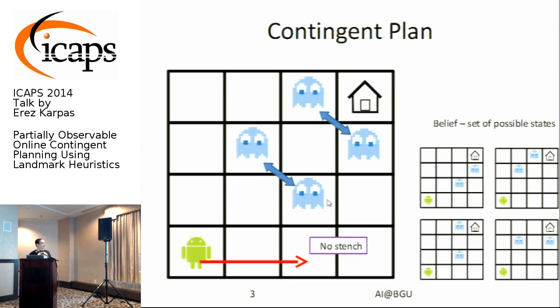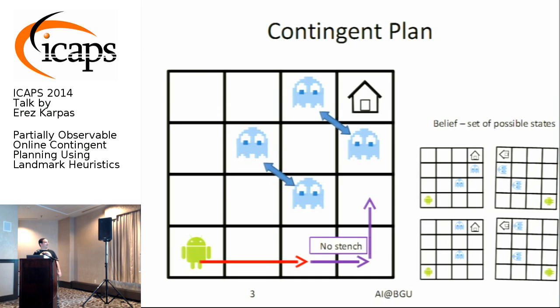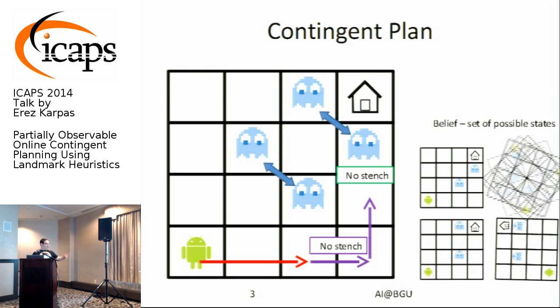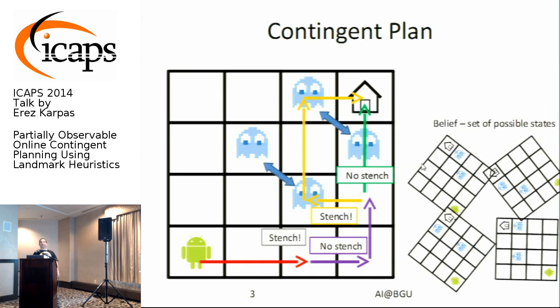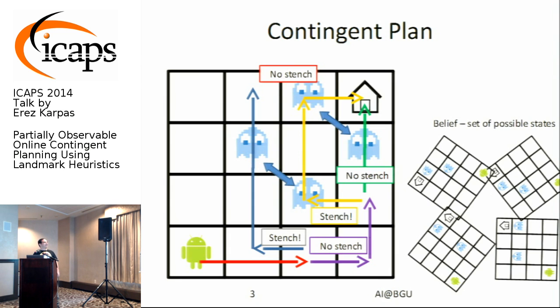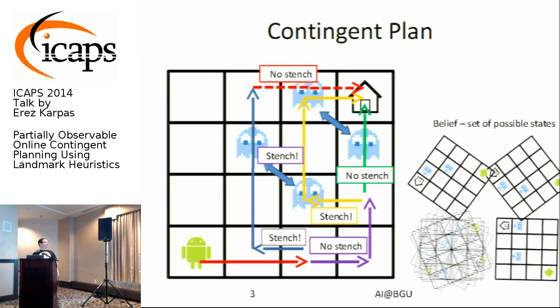So if there's no stench, then it knows it's in one of these two belief states, and that's what happens when you go from PowerPoint to OpenOffice. I don't know what will happen next. So then it goes up there. If there's no stench, it knows it's in this belief state. If there was stench, it would have gone there, and our belief states go crazy. And this is a contingent plan, right? It's basically a big tree and some spinny belief states.